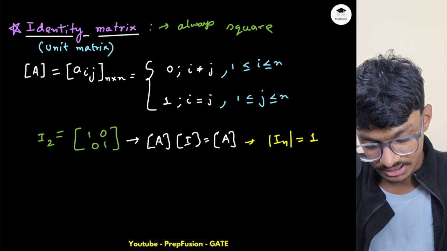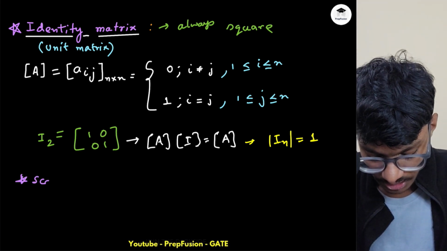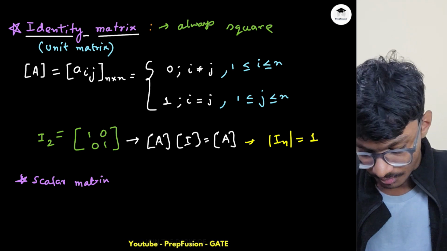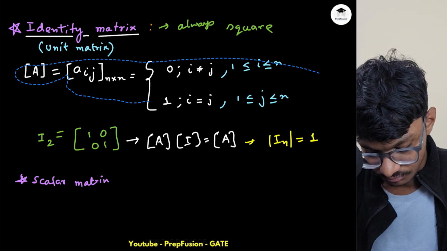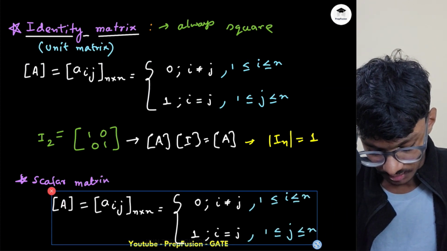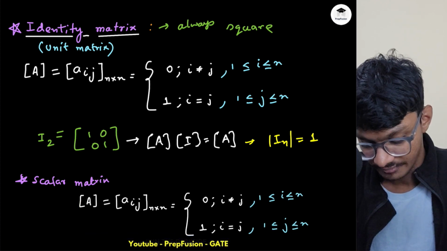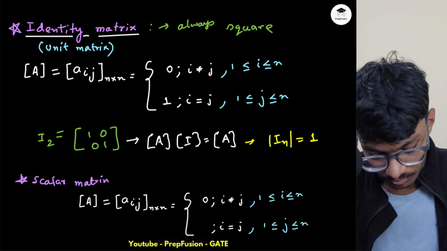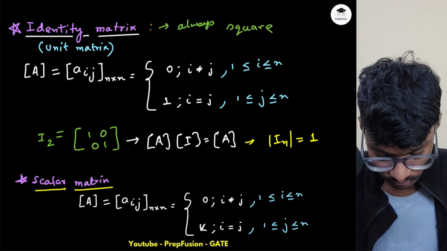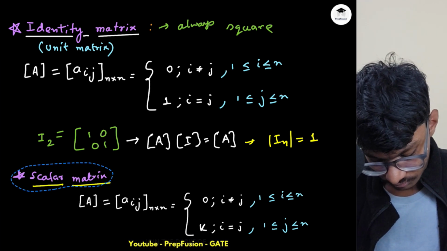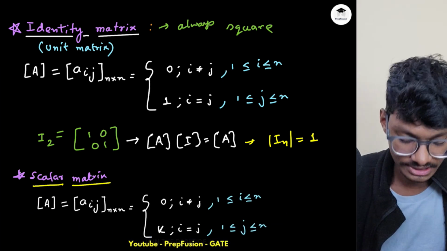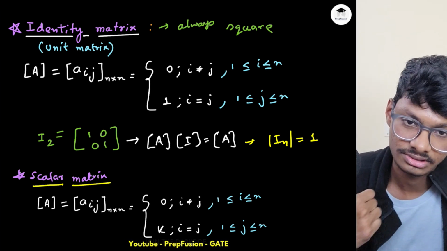What next is the scalar matrix. It is the same as the identity matrix, but this time the difference is that instead of the diagonal elements being 1, they will be some scalar value k. All of them will be the same, but they will be some scalar value k. It is almost the same, but the difference is there will be some scalar value k.